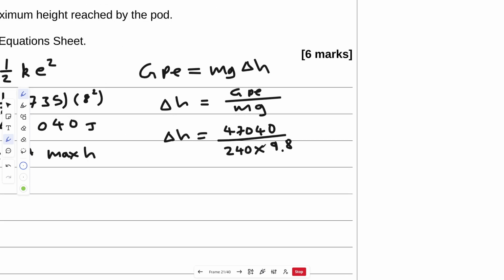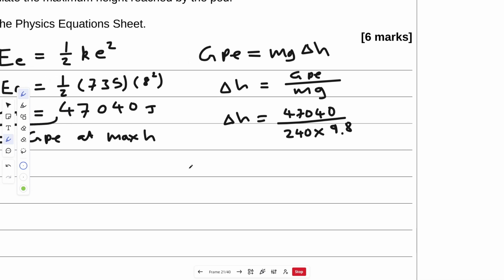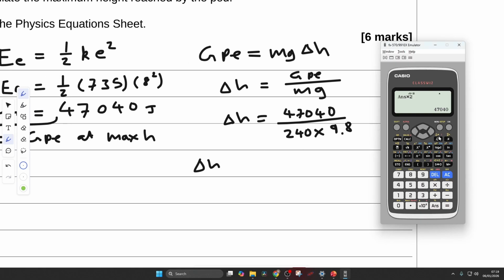times by gravitational acceleration, or gravitational field strength here, which is 9.8 newtons per kilogram. So let's do this on our calculator as well, substitute everything in and see what we get for our max height. We can use the same button, answer, substitute this in, 240 times 9.8. And that yields an answer of 20, which is really reasonable.